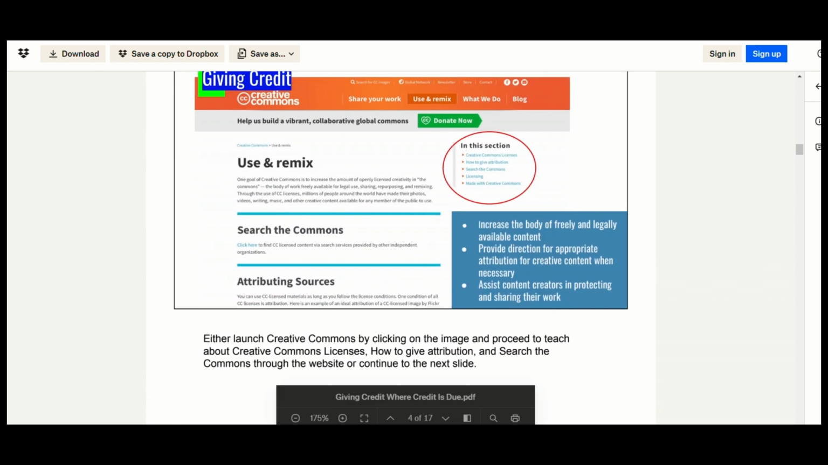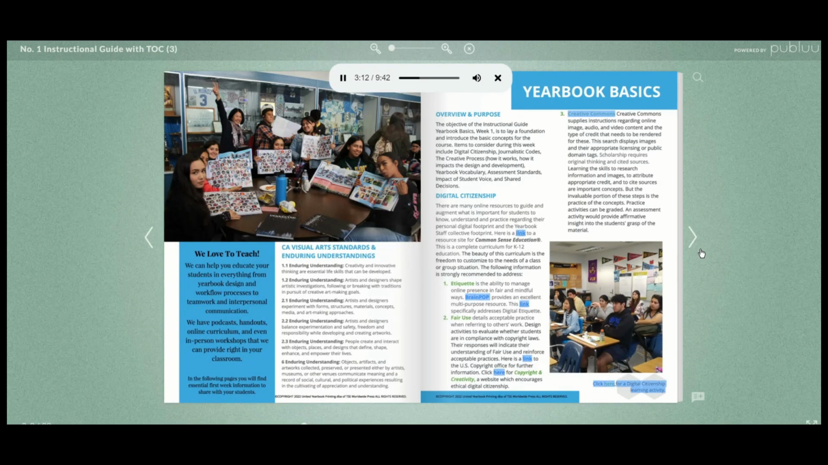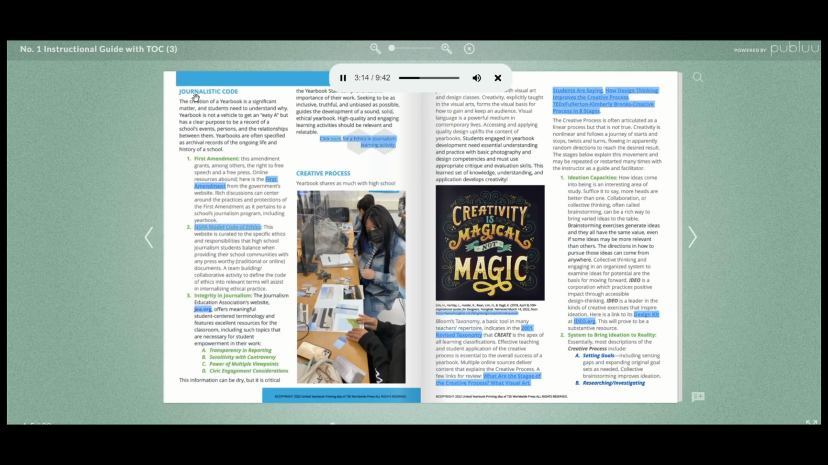It is essential that students understand the importance of the yearbook and view it as a historical record. This brings us to the journalistic code. Students are able to gain an understanding of the journalistic qualities of a yearbook, as well as grapple with the different topics that come with ethics in journalism. Topics to consider include integrity in journalism, which encompasses transparency in reporting, sensitivity with controversy, power of multiple viewpoints, and civic engagement considerations. We've included different resources here, one of which is the Journalism Resource Association.